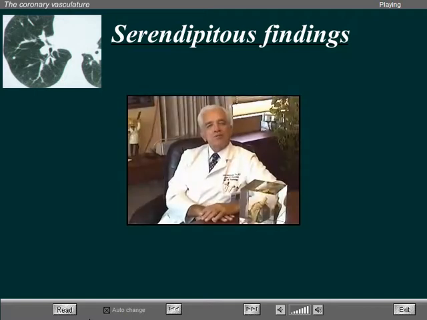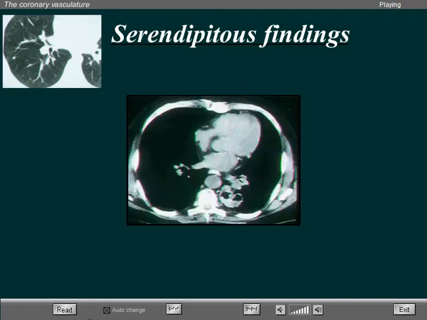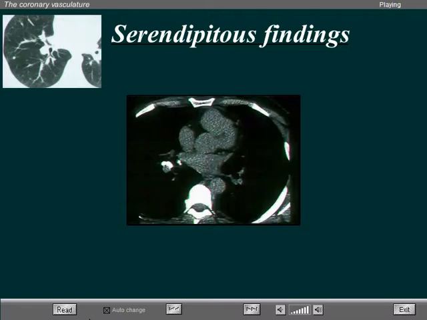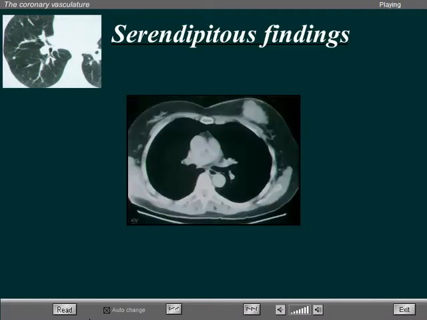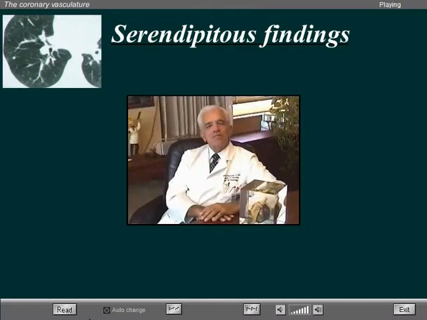Finally, we're going to describe serendipitous findings. When doing axial imaging of the heart, it is very important to look at the structures surrounding the heart. We're going to show you pulmonary nodules, pulmonary masses, adenopathies, pathology of the chest wall, and this will finalize this presentation.